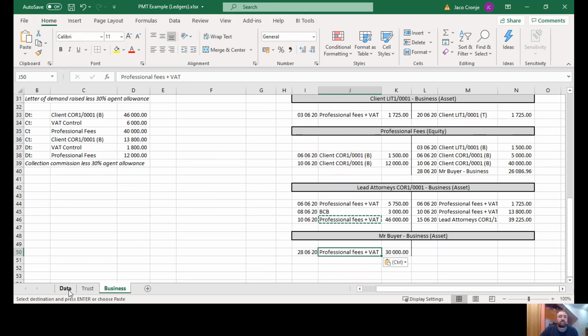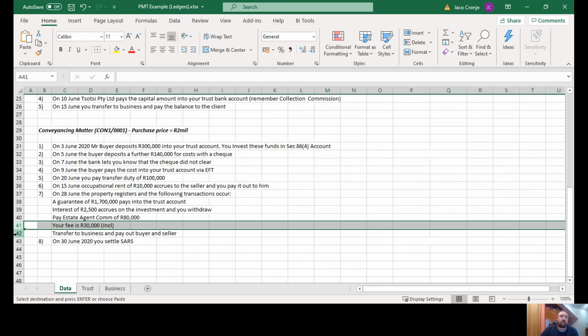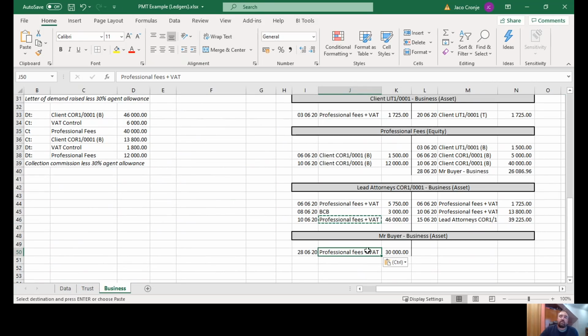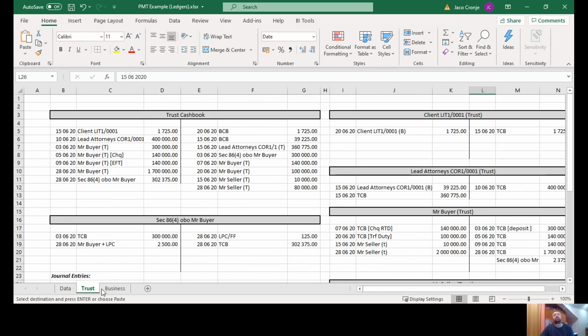So now the second step here says, well, the last instruction there says transfer to business and pay out buyer and seller. So our fee is 30,000 Rand. So now let's go and do a trust to business transfer. So on the 28th of June, my trust bank will decrease.